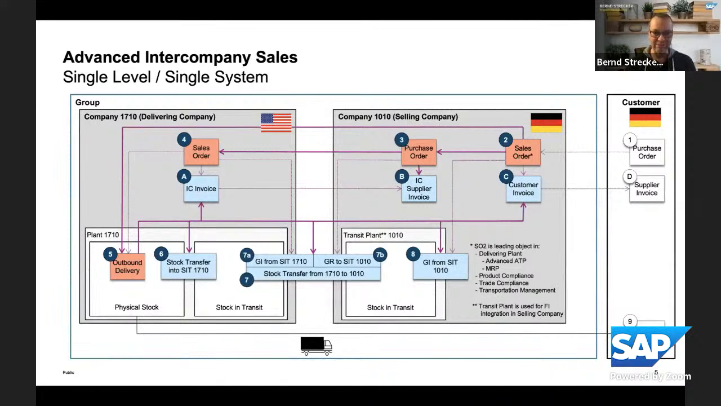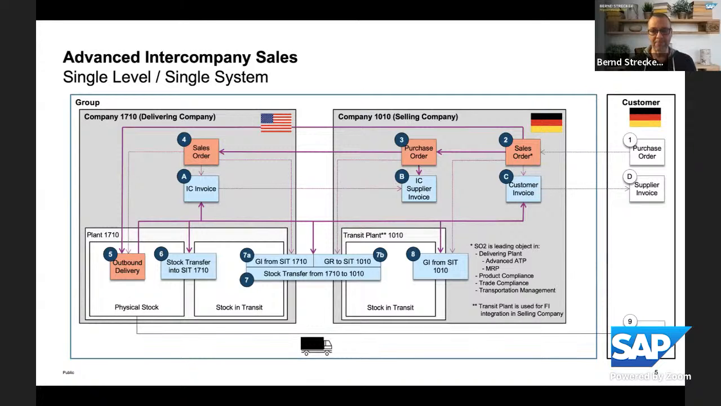The posting 7A and 8 will post the COGS, the cost of goods sold, and depending on your system settings, they also can be used to trigger revenue recognition. So if your system supports event-based revenue recognition, 7A can post COGS and revenue in parallel.